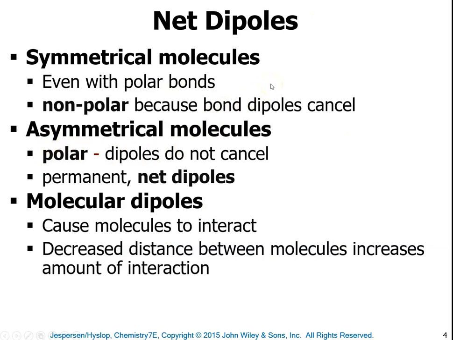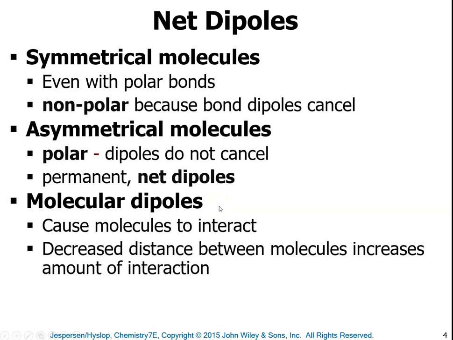Remember, we have to look at, even with polar bonds, symmetrical molecules, if there is not a pole, not an end, then they are nonpolar molecules. Asymmetrical molecules, if they are polar, where the dipoles do not cancel out, there's net overall permanent dipoles, which means two ends, right? Di meaning two, poles kind of ends of those. And overall molecular dipoles, they cause molecules to interact.